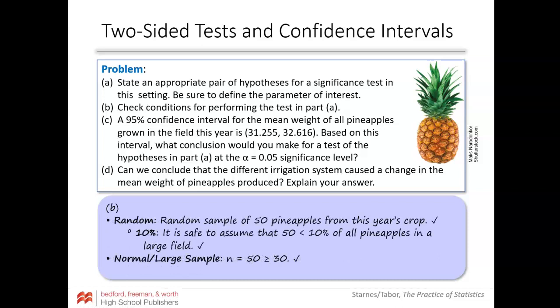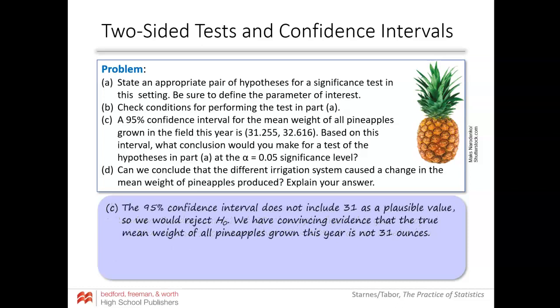The random sampling of the pineapples, check. 10%: I don't know much about pineapple farming, but I'm going to assume 50 is less than 10% of all the pineapples in the large field. And then we have a large enough sample. Thanks to the central limit theorem, 50 is greater than or equal to 30, so check.